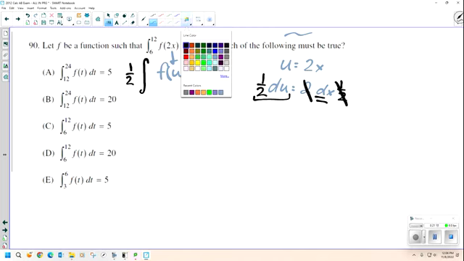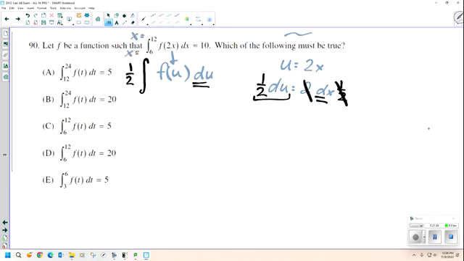I still need to change my bounds. Don't leave your bounds 6 and 12. Because right now, these are x equals 12, x equals 6. I need x equals 6, x equals 12. I need u equals my upper bound and u for my lower bound.